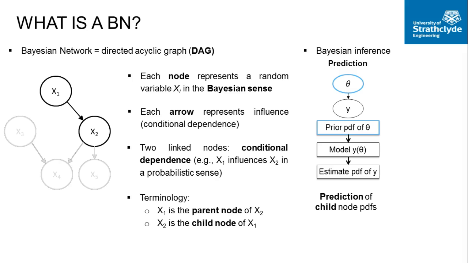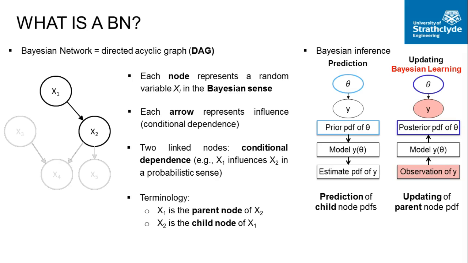There are two ways to make Bayesian inference in a Bayesian network. The first one is the prediction analysis, where we can predict the child node distribution starting from evidence on one of its parent nodes. And the second one is the updating analysis, also called Bayesian learning, where we can update the parent node distribution starting from an observation of its child node.